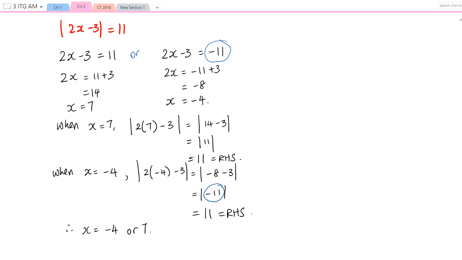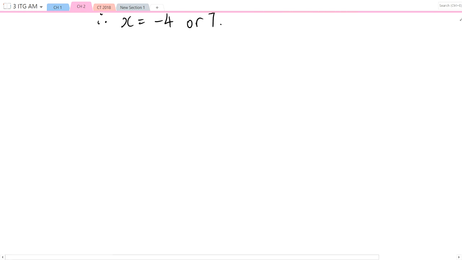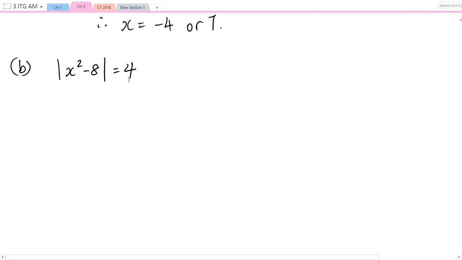I'll go through one more example, part B. Now in part B, we've got modulus x squared minus 8 equals 4. We can again split this up into two possibilities. The first one, just remove the modulus symbol, ignore it completely, and we get x squared minus 8 equals 4. This will be our first case. The second case will be copy down whatever is in the modulus again, but this time change the 4 to negative 4. This is the standard step for solving modulus equations.